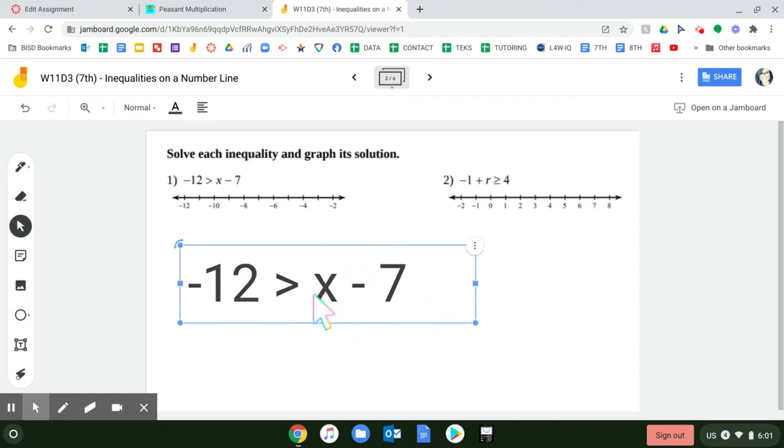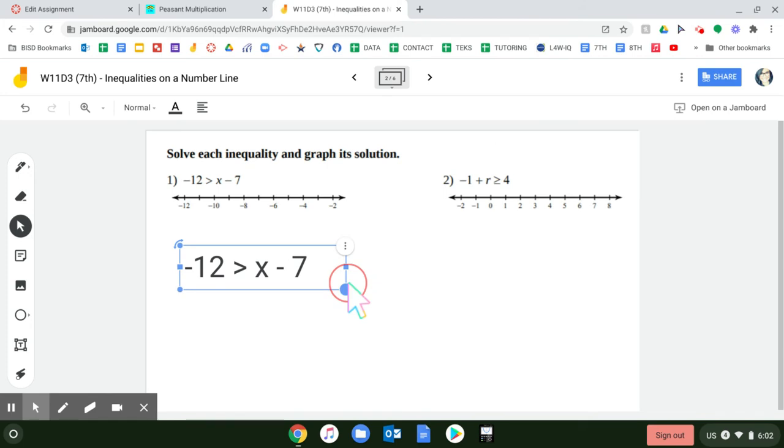I know some of you have learned it like a crocodile. The crocodile mouth wants to eat the bigger number. Sometimes some of those things are hard to just remember. So I like the one with both sides because you don't have to remember, does it eat the smaller thing? Does it eat the bigger thing? It shows you right here, bigger side, smaller side, smaller side.